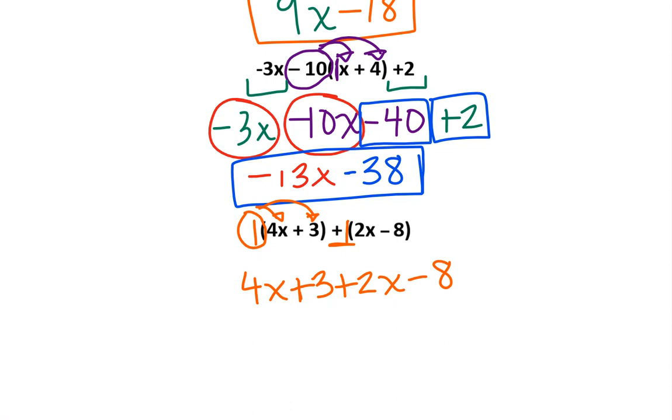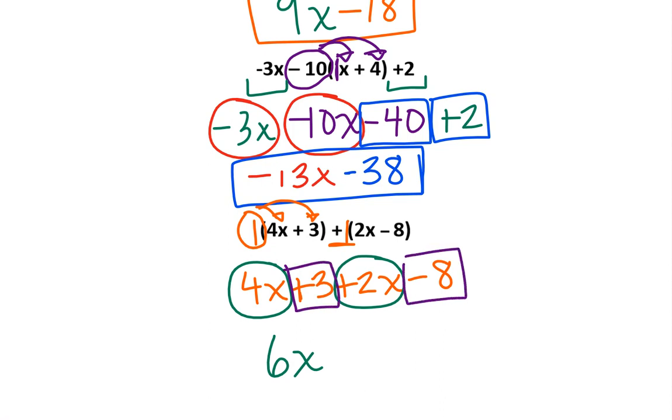Okay, so next I'm going to combine like terms. First step was to distribute. Second step is to combine like terms. So I can combine 4x with my other term that has x, which is plus 2x. 4x plus 2x gives me 6x. And then my last step is to combine my constants. I have a plus 3 and I have a minus 8. So 3 minus 8 gives me negative 5. So my simplified final expression is 6x minus 5.